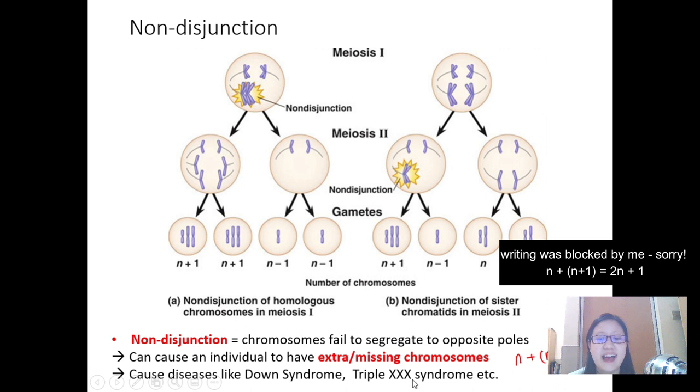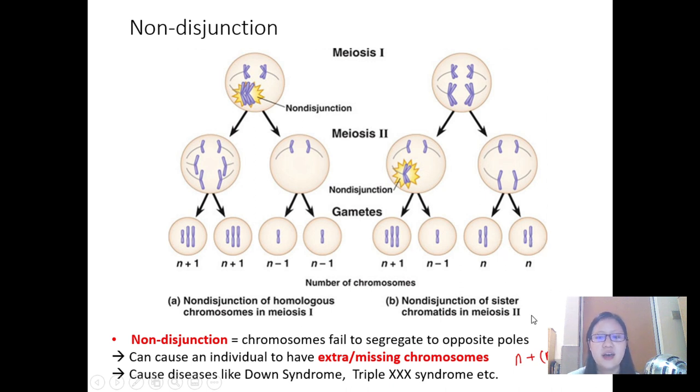Man, it's not triple XXX, it's just triple X, by the way. Anyways, so this is just a normal non-disjunction. This is the less severe one. And in humans, these individuals can still survive. They have the disease, but they can still survive.